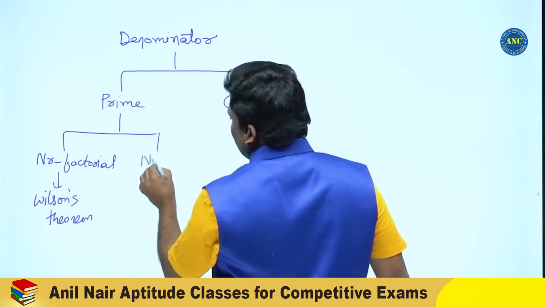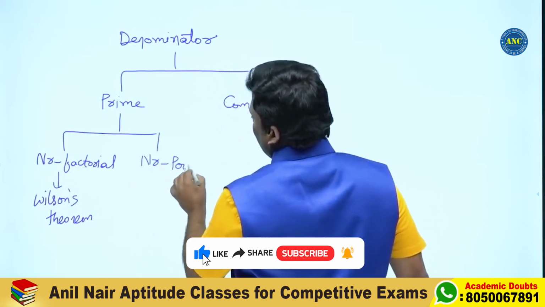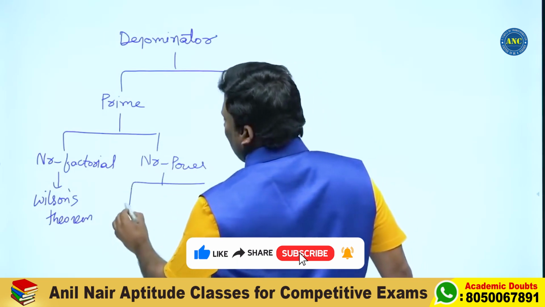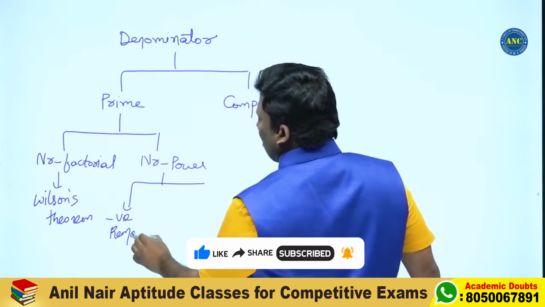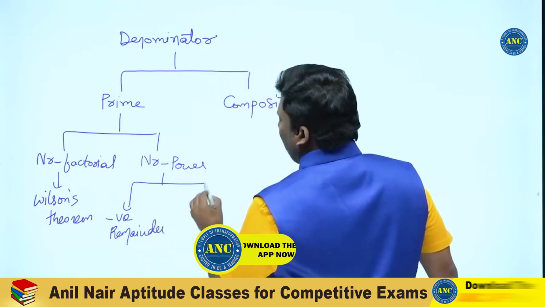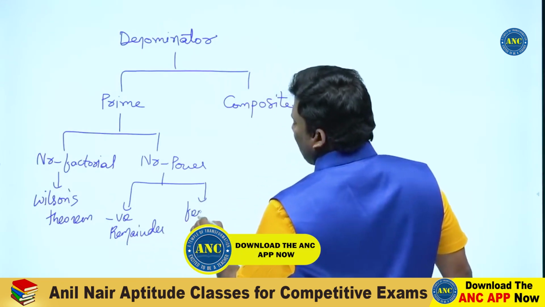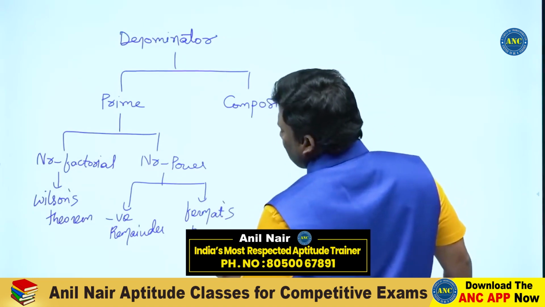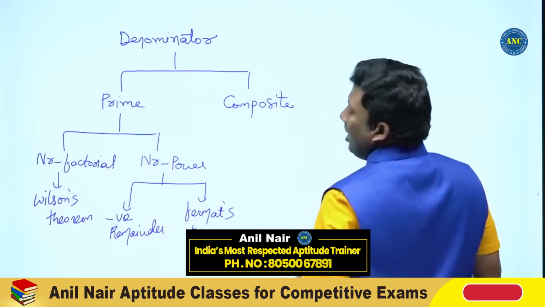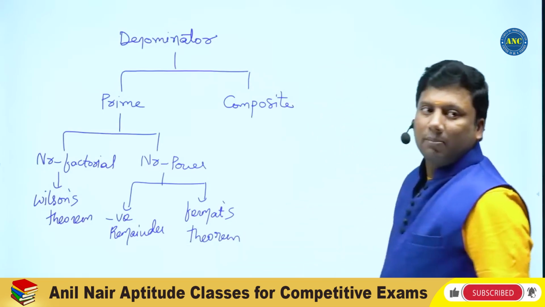If the numerator is a power, then you can use negative remainder. If a negative remainder is not giving you the answer, then you have to use Fermat's theorem. This is the flowchart to solve the problems. Not a single doubt, you will get it in my class.